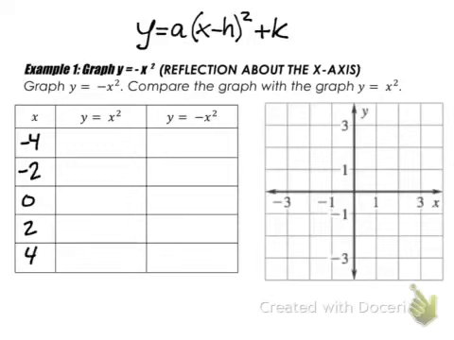Again, you can pick any points that you want, but I'm basing it all around the origin as my center point. So then to get my y values, I'm going to substitute in negative 4 into the x for the parent function, and I'm going to get 16, and then 4, 0, 4, and 16.